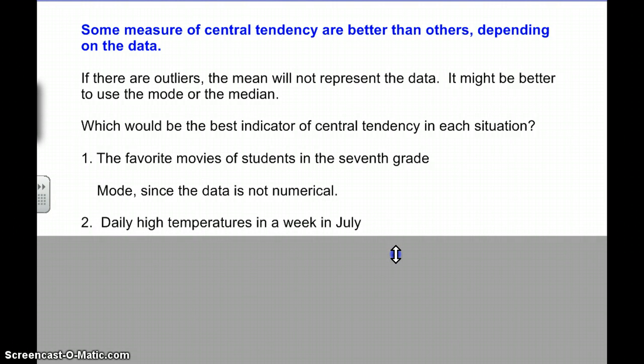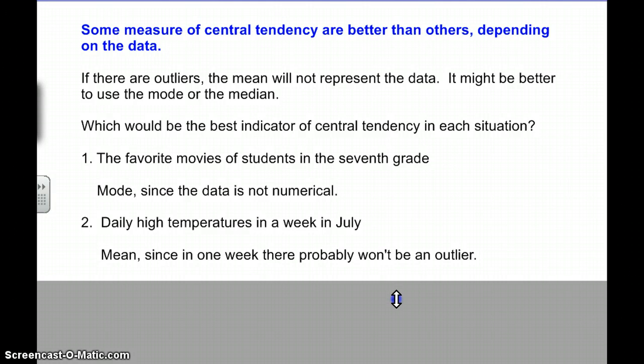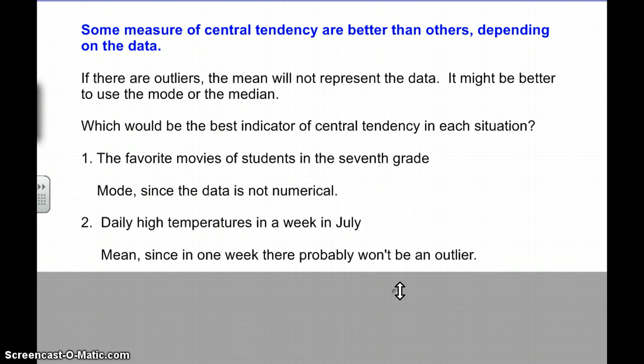In the second example, we're going to look at daily high temperatures in a week in July. Okay, so if it's temperature, you do have numbers. So all the measures of central tendency are on the table. They're all options here. Because it's only for 1 week, your data is really limited. So chances are you don't have an outlier because you're looking at a real small period of time. So in this case, I would probably use the mean. And it's going to give you the best indicator of what the temperature was that week.